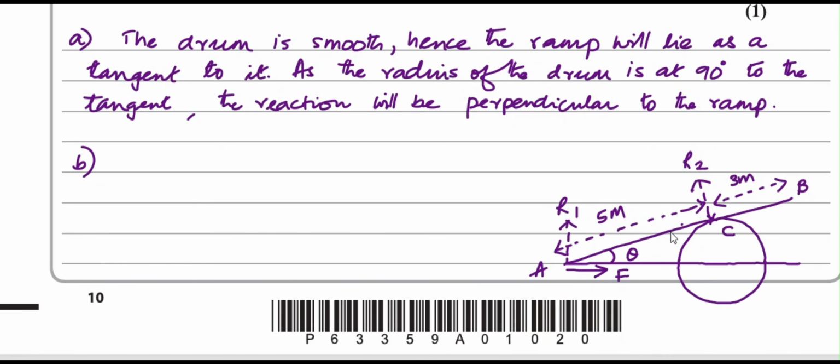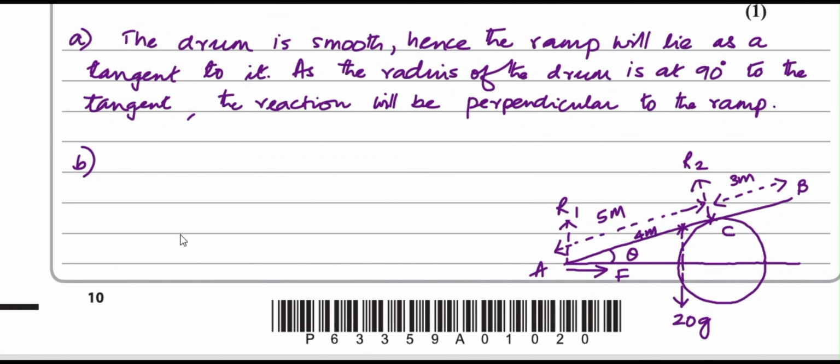The ramp is considered as a uniform one, therefore its weight will be working directly downwards from its middle. The midpoint is 4 meters here, 5 plus 3, 8 divided by 2, and then its mass is 20, hence its weight should be 20g. Let's label this as 4 meters here.